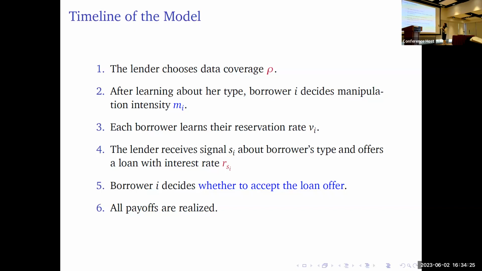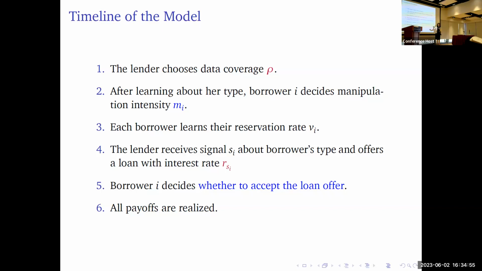So after the lender chooses the data coverage, then it's the borrower's turn to play. The borrower will observe their underlying type, and then they will decide their manipulation decisions. Okay, and the borrower then learns about their outside option. The lender receives the signal and decides what loan offer to make to the borrower. And finally, the borrower receives the loan offer and decides whether or not to accept it.